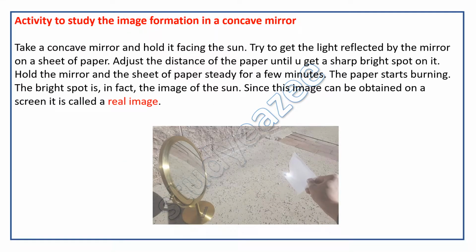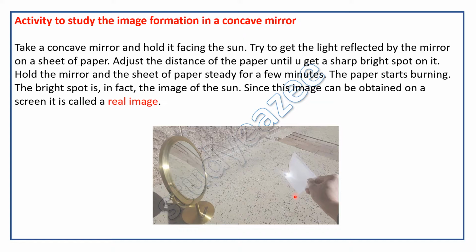Here we will see a simple activity to study the image formation in a concave mirror. We take a concave mirror and hold it facing the sun. Try to get the light reflected by the mirror on a sheet of paper. Adjust the distance of the paper until you get a sharp, bright spot on it. Can you see the bright spot? Hold the mirror and the sheet of paper steady for a few minutes. The paper starts burning. The bright spot is in fact the image of the sun.